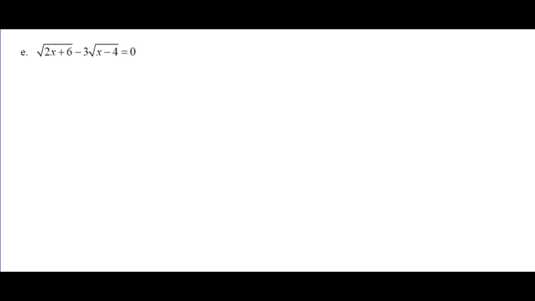So here's what we do. Root 2x plus 6 is equal to 3 root x minus 4. Okay, square both sides. Do it. Make sure you're using a pencil. You have an eraser handy. You get a good shot at maybe not getting this right, and this is a good time to make a mistake.